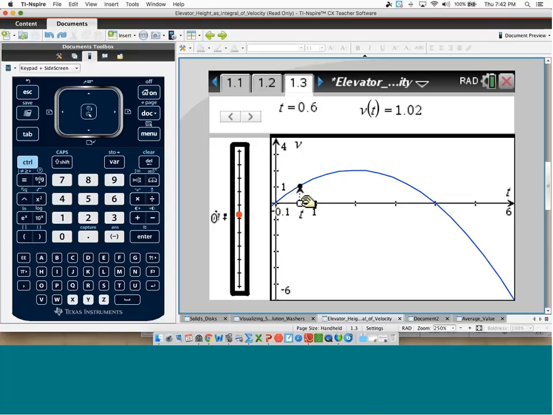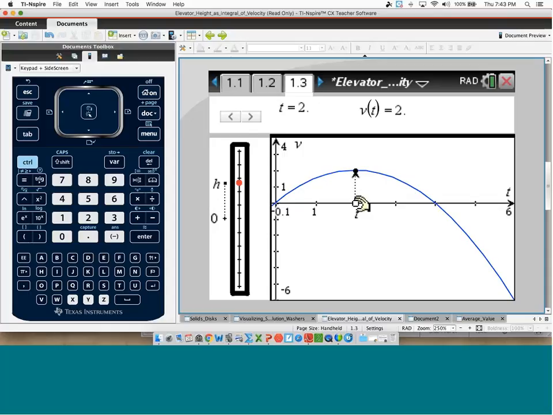Okay, the graph is going up, and the elevator is going up. So that makes sense. Okay, so stop, go back. At this point, what do many students think is going to happen to the elevator? The elevator is going to stop, and it's going to start going down. Yeah, many of my students think that the elevator is going to start going down.